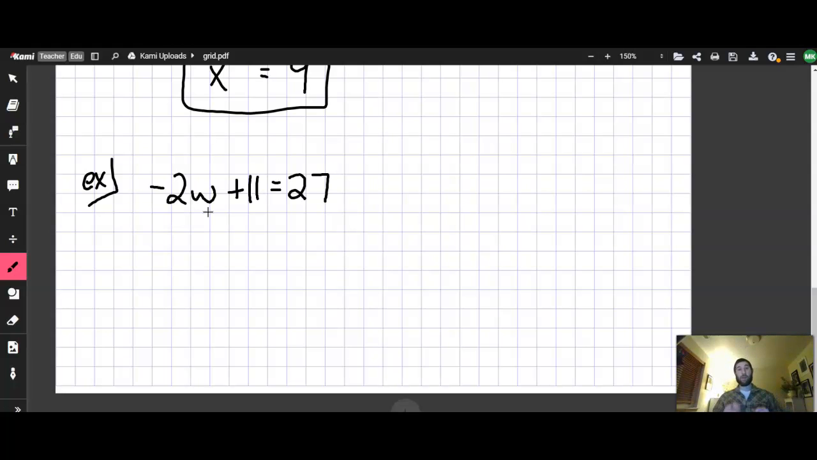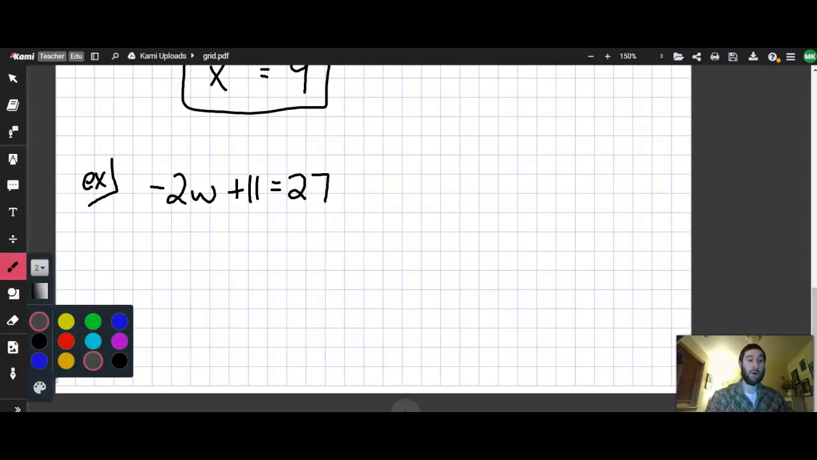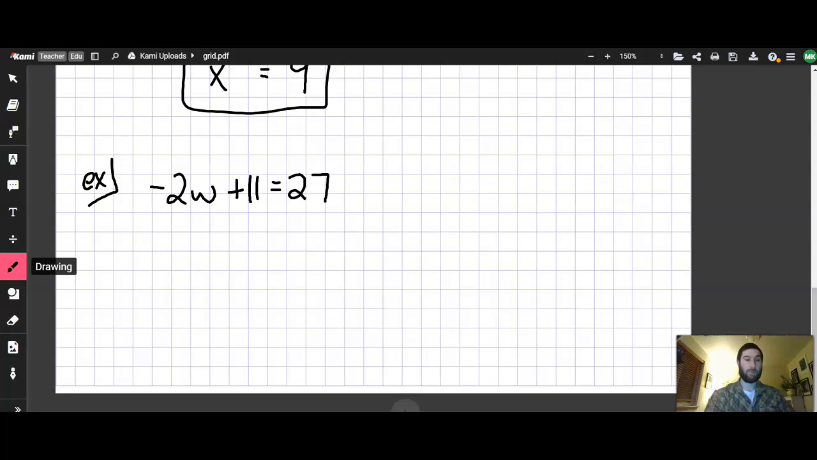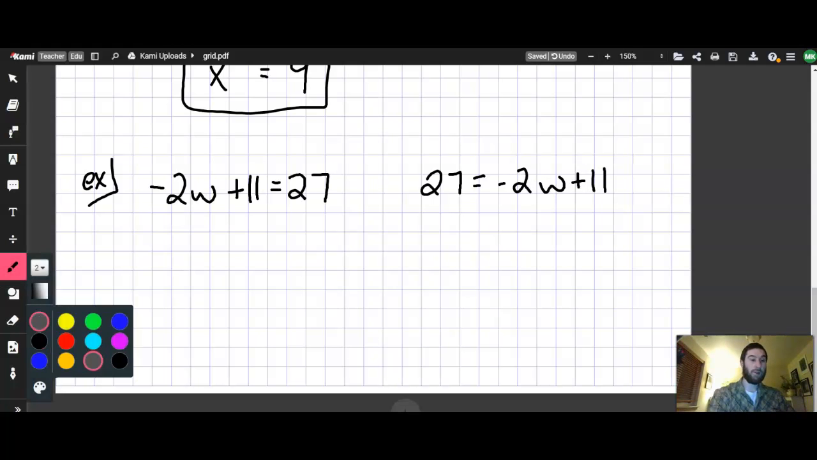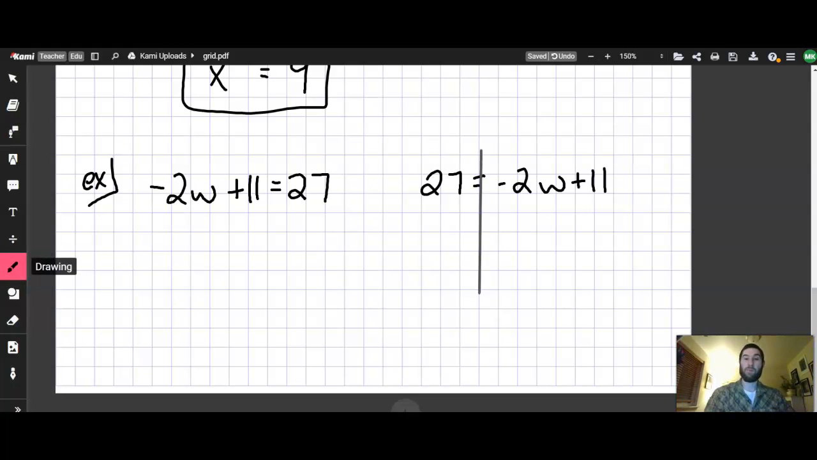So let's go ahead and tackle this the exact same way we've tackled all the problems that I've modeled up until now. Actually, ladies and gentlemen, because I haven't modeled one like this yet, I want to go ahead and switch the sides and have 27 equal to negative 2w plus 11, just so you can see it modeled all the way through.